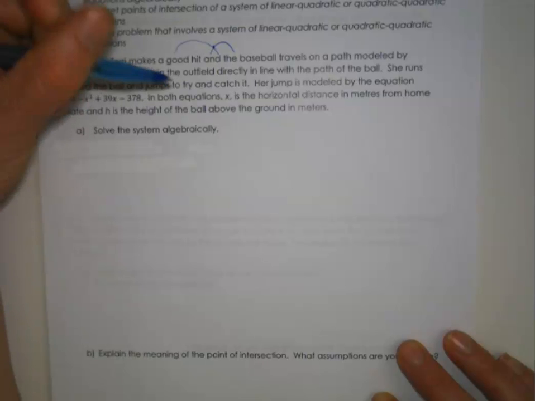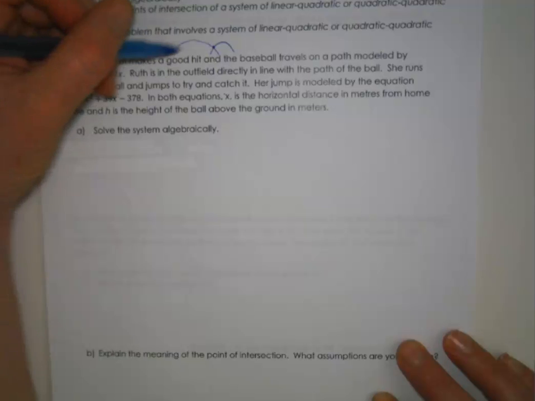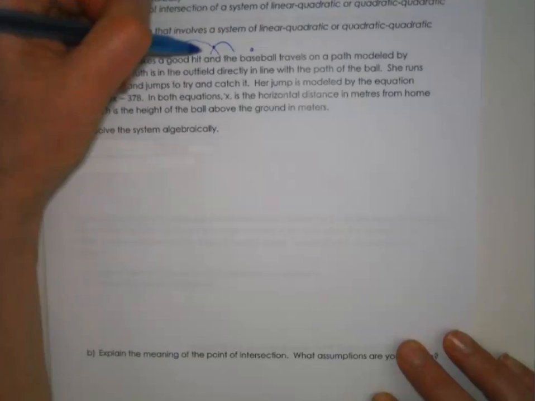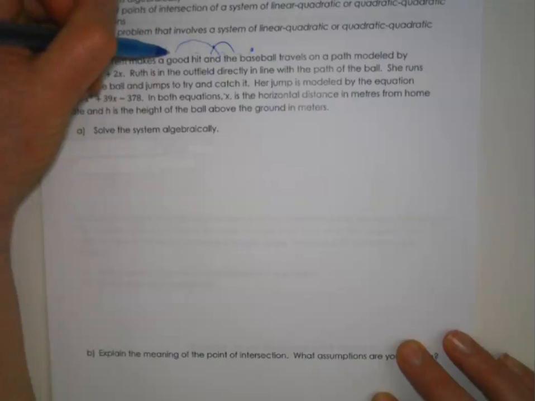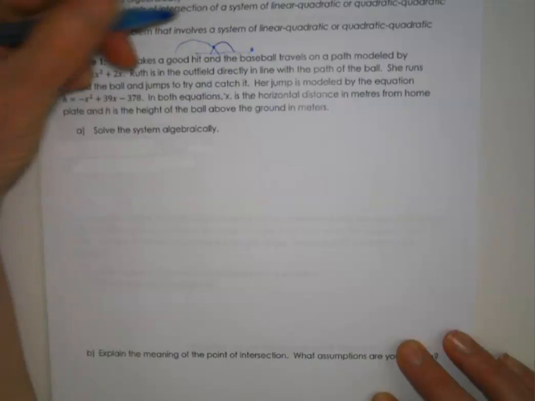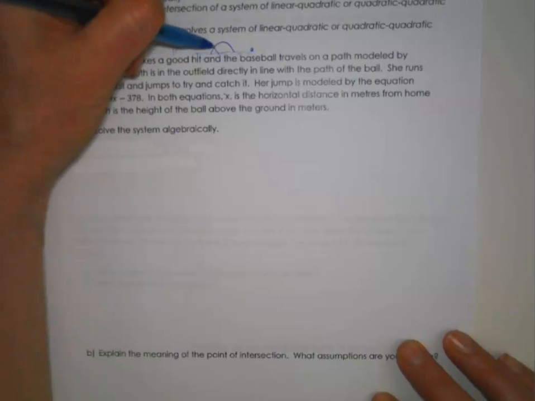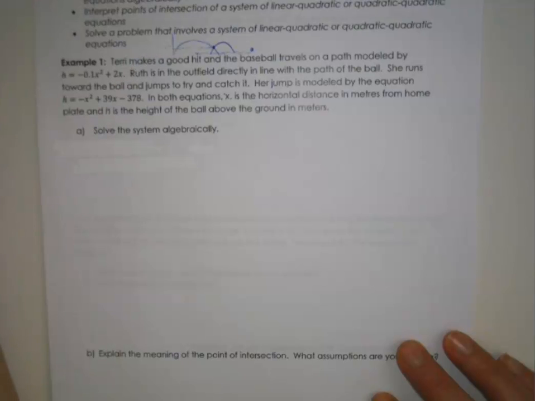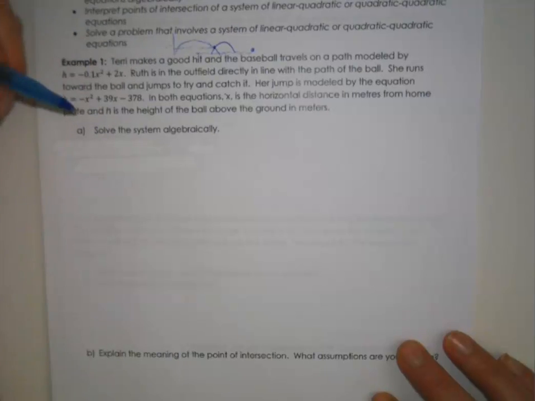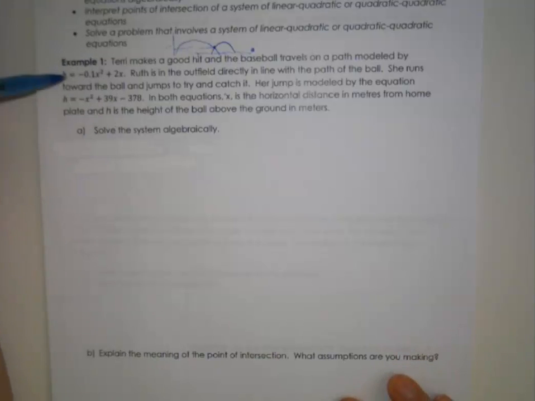In both equations, x is the horizontal distance in meters from home plate. So let's say home plate is over here. Our x value is going to be the distance away from it. And h is the height of the ball above the ground. And so wherever this intersection happens is going to be the height where the ball is when Ruth catches it. So we want to solve the system algebraically.